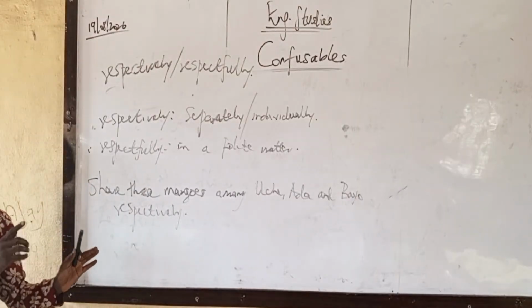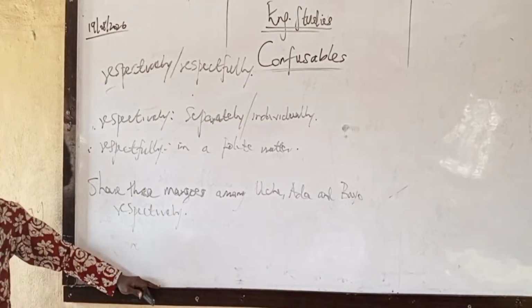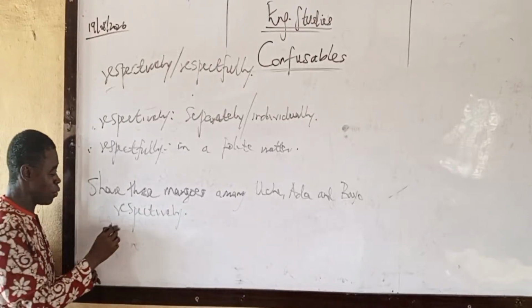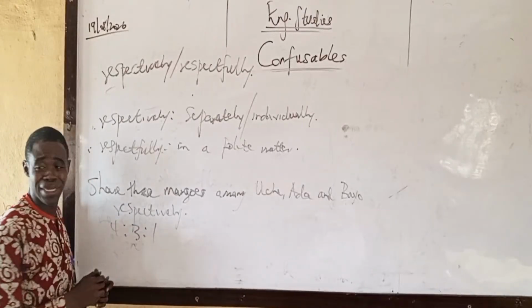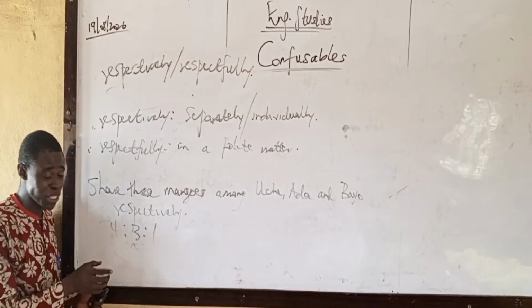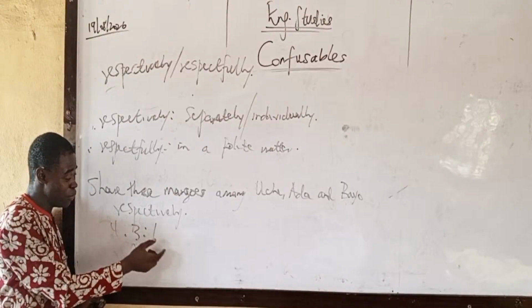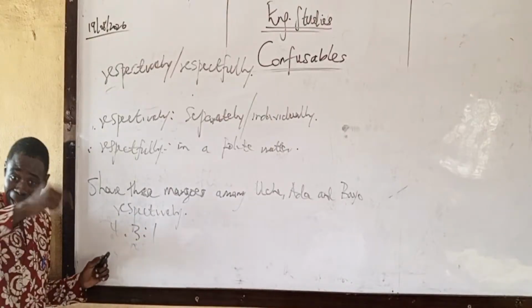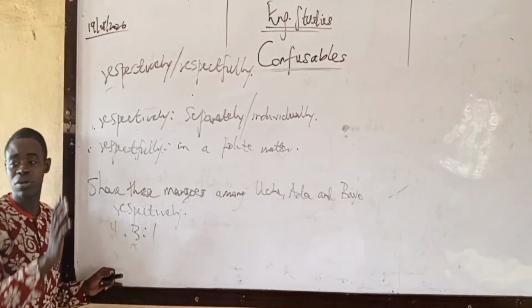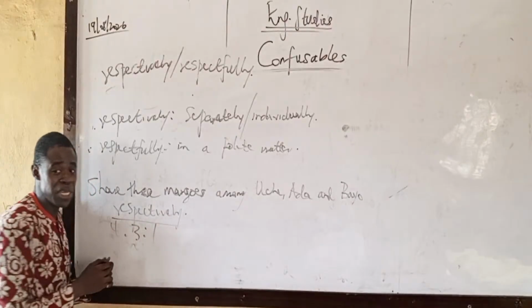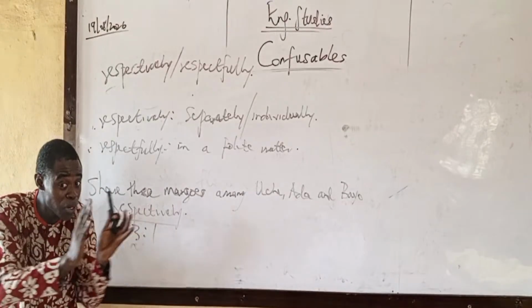This is a common way using your mathematics, your ratio. You get confused when you see 4:2:1, respectively. It means the first name is for 4, the second 2, the next 1. If you interchange that, you are going to get the wrong answer. So understand respectively means in the arrangement of that order, separately as they are.